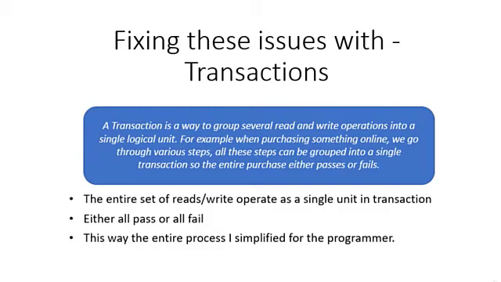A transaction is a way to group several read and write operations into a single logical unit. So basically it is an all or none operation. If you are updating 4 or 5 tables in one shot, even if one record doesn't get updated in one table, the entire transaction fails. The entire process is rolled back, so none of the tables are updated.